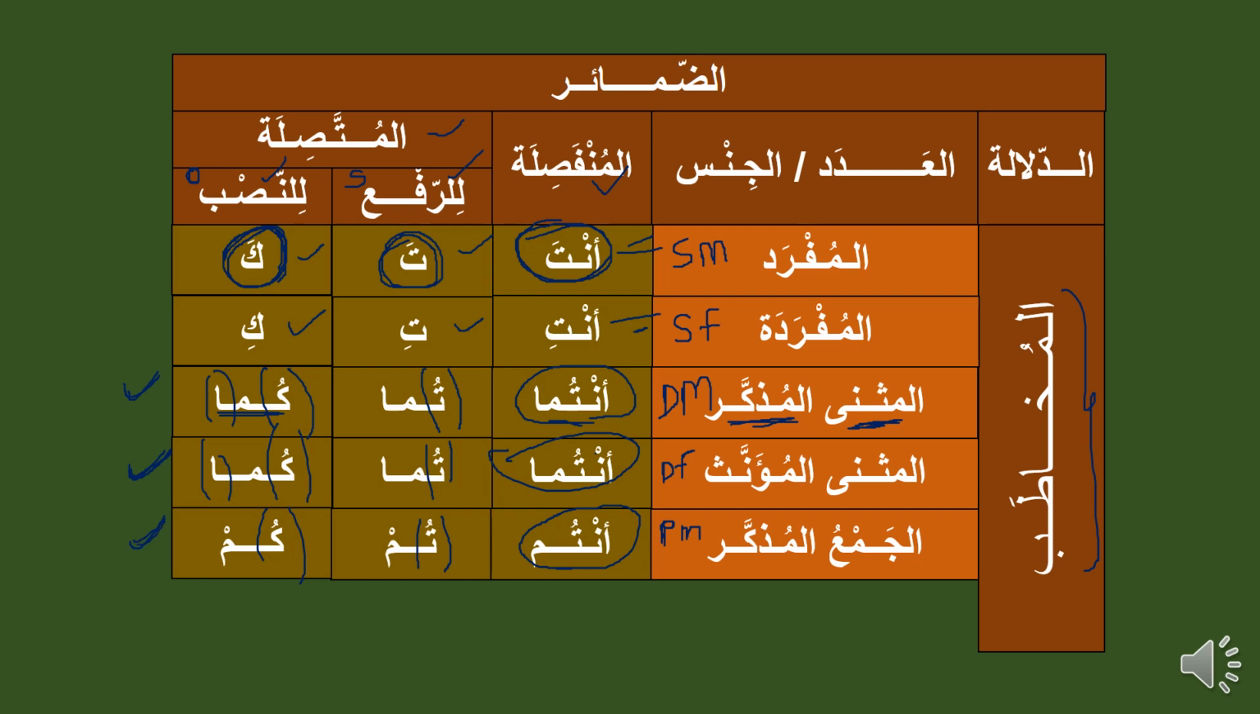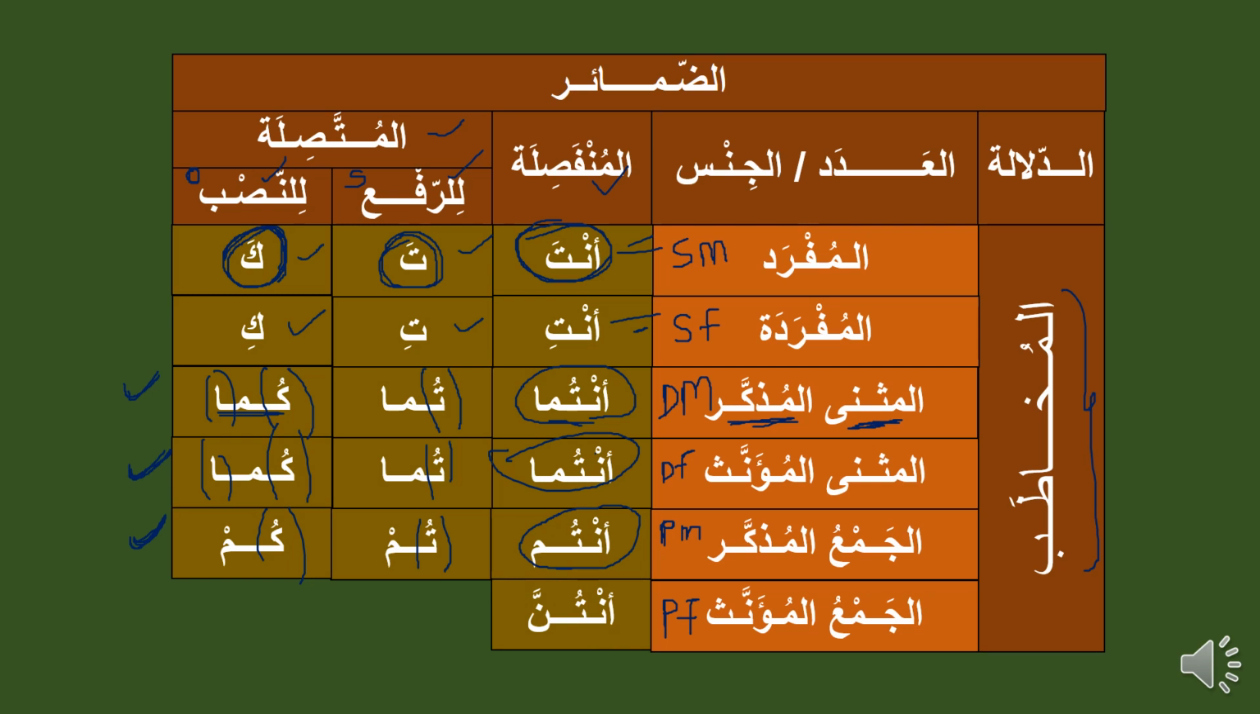So let's look at the last one under this denotation, which is al-jam'ul-muannas. The addressee that is plural and feminine. It's going to be antunna, which means you lot feminine, that is you girls, you sisters, you ladies. Antunna tolibatun. You lot feminine are students.